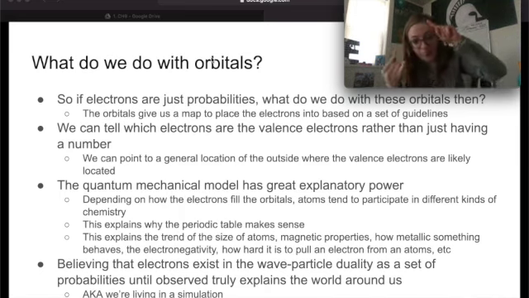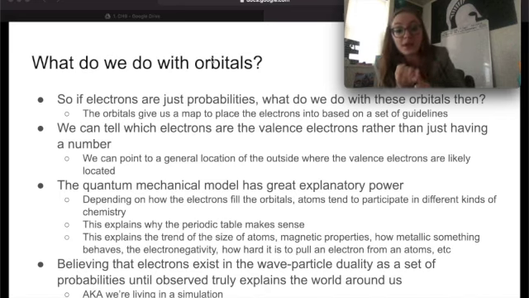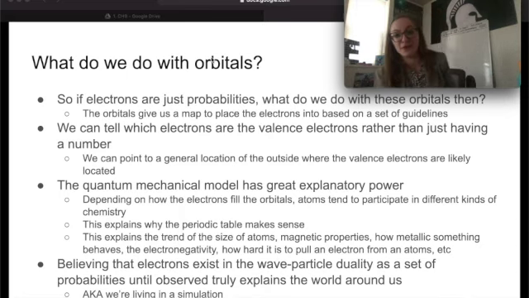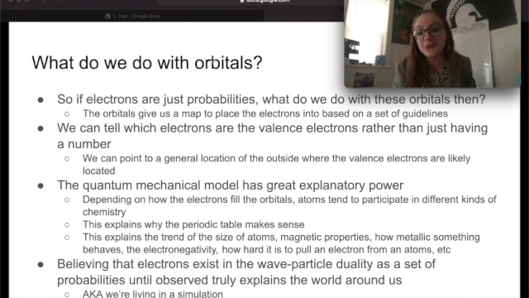The quantum mechanical model explains the size of atoms compared to each other. All atoms are different sizes. It explains magnetic properties, like why O2 is magnetic. Liquid oxygen is magnetic. It'll stick inside a magnet, even though it's a liquid. It's kind of cool. If you haven't seen a video of it, please go look it up. It's really cool. It also explains how metallic something is.